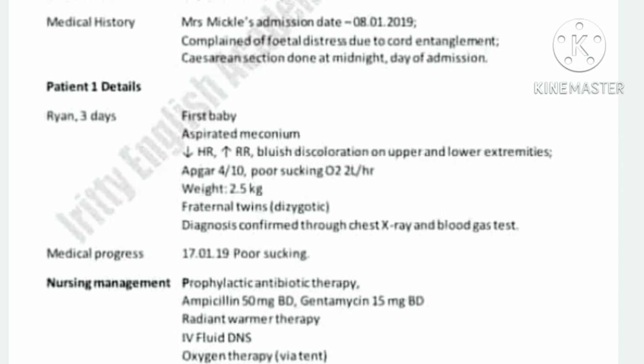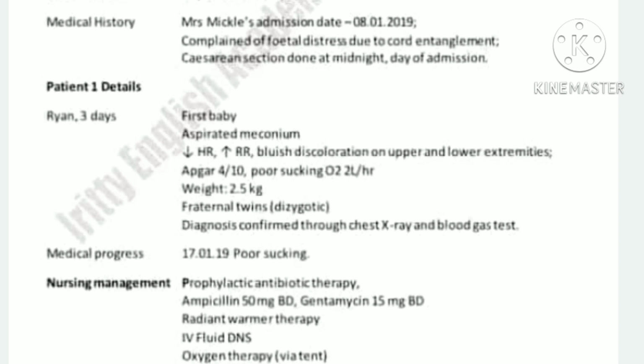Ryan, 3 days old, the first baby, aspirated meconium, decreased heart rate, increased respiratory rate, bluish discoloration on upper and lower extremities. Apgar score is 4 out of 10, poor sucking. So oxygen 2 liter per hour, weight 2.5 kg, fraternal twins, dizygotic. Diagnosis confirmed through chest x-ray and blood gas test. Then what's the medical progress? On 17th January 2019, still he has poor sucking.